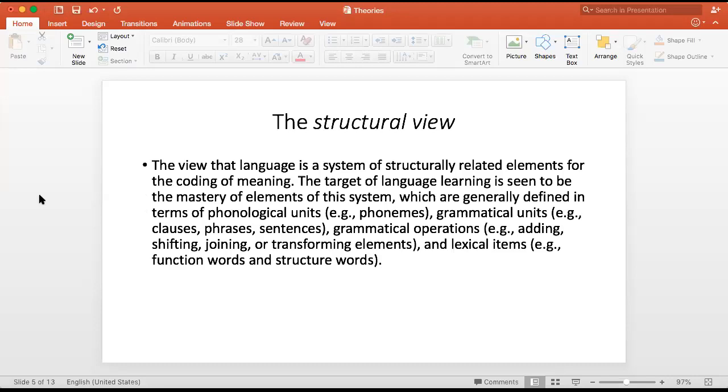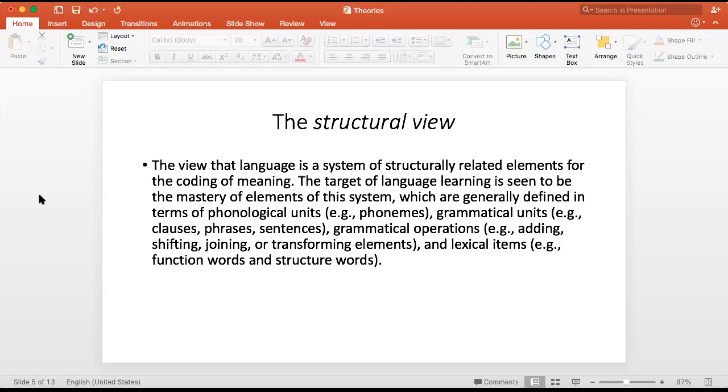Okay, so in the structural view of language, or in the structural approach to language, the focus is on structures. Any method that is developed through this approach would pay more attention to the structure of the language, right? And by structure, we mean the related elements that give you meaning. For instance, how a sentence is constructed and what meaning it gives, right? So the target of language learning through the structural view of language is the mastery of elements of the language.